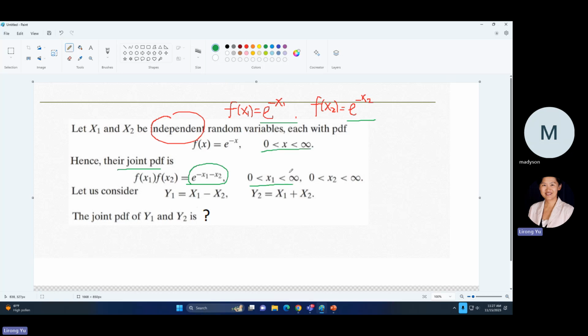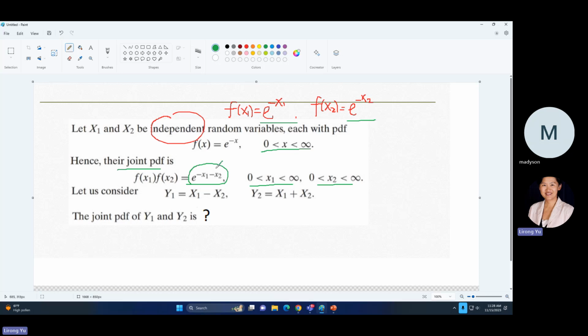X1 is between negative infinity and infinity, and X2 is between 0 and infinity. We're writing down new variables: Y1 equals the subtraction of them, and Y2 equals the summation of them. This is really equal to negative x1 plus x2 if you factor out the negative.